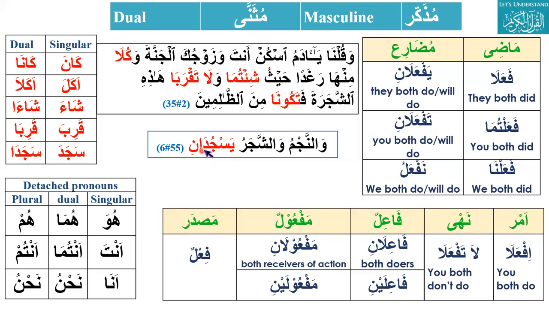There are many examples. See here, yasjudani, yasjudu, yasjudani. Okay, Ibrahim, can you please fit here? Kana. كان كنتما كنا يكونان تكونان نكون كونا لا تكونا كائنان كائنين مكونان مكونين كون. Count. I would go to brother Javed Rasul.